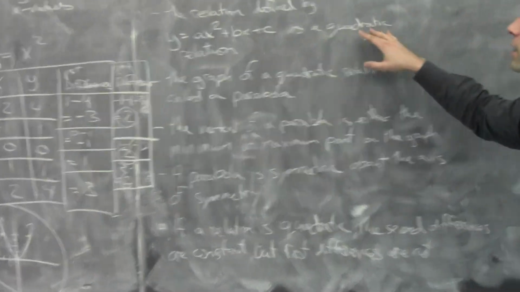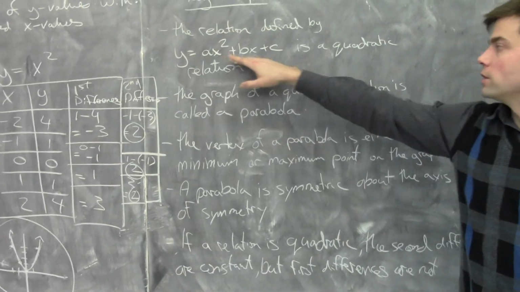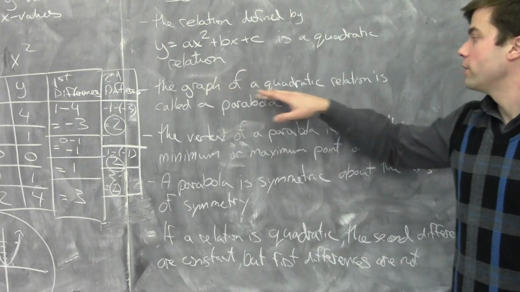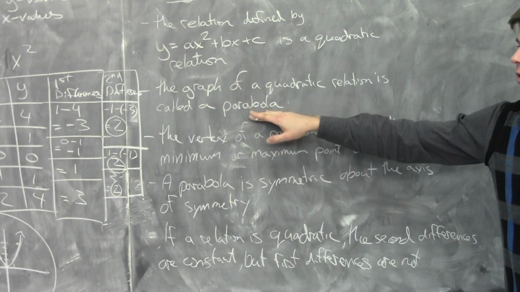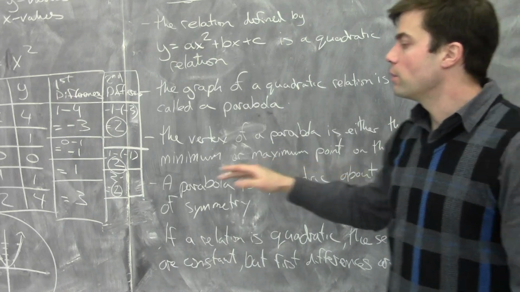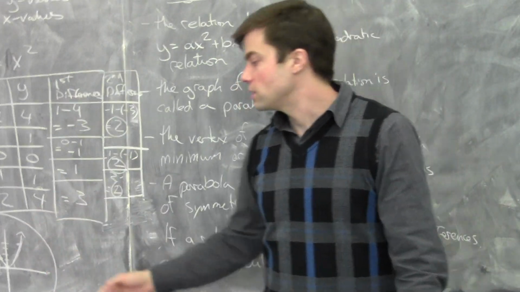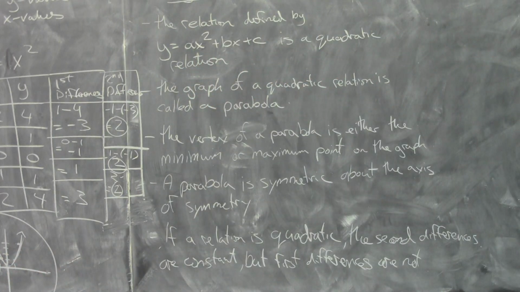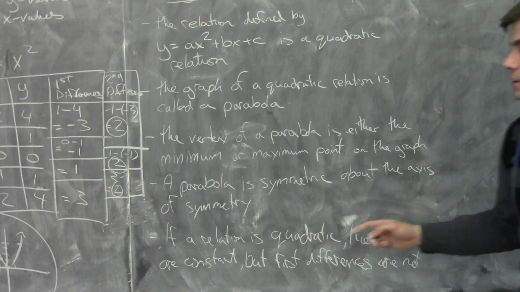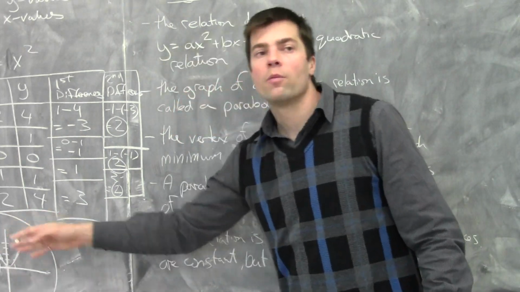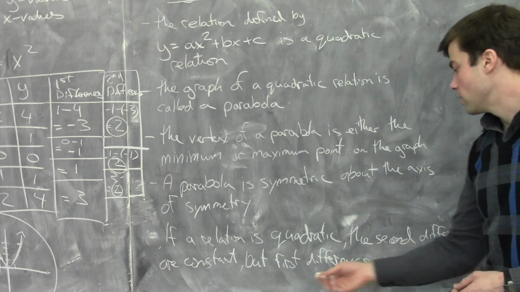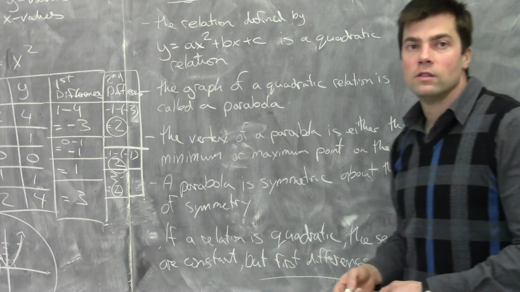So our key points then: a relation defined by this equation is a quadratic relation. It has a graph in the shape of a parabola. The vertex of the parabola is either the minimum or the maximum point. So in this case, the vertex would be 0, 0. It's the very bottom point, the minimum point. And finally, a parabola is symmetric about the axis of symmetry. That's the line that divides the parabola into two equal congruent parts. And the last point: if a relationship is quadratic, the second differences are constant, but the first differences are not.